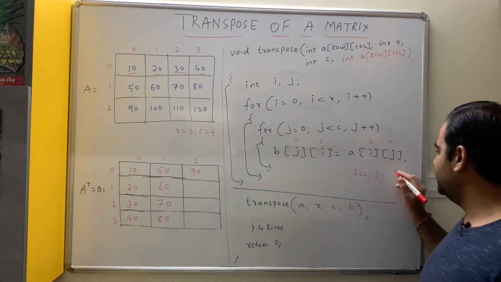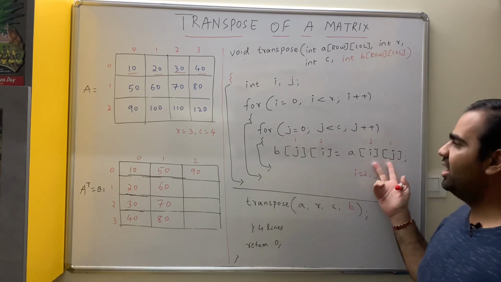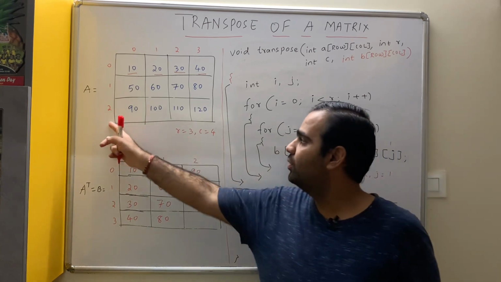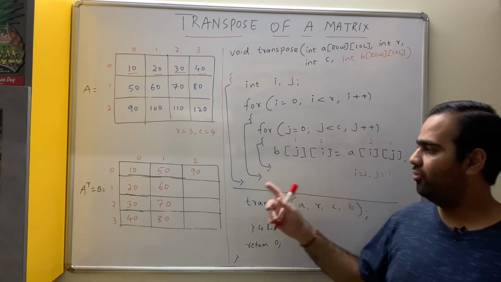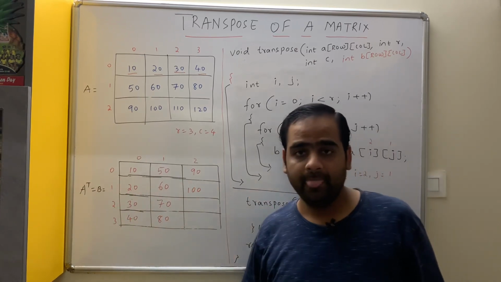j plus plus, j becomes 1. You make this as 1. You take a of 2 1. Now what is a of 2 1? It is 100. You write it at b of 1 2. Now this is b of 1 2. You write 100 over here.